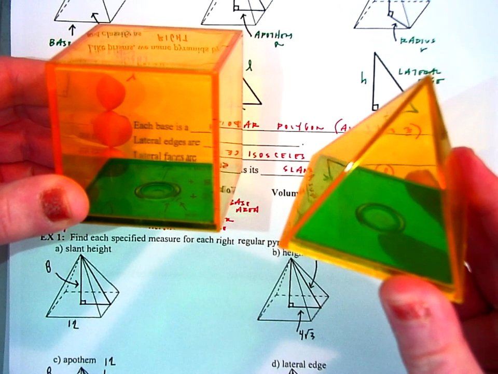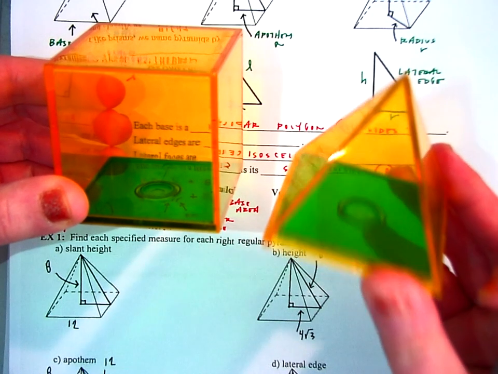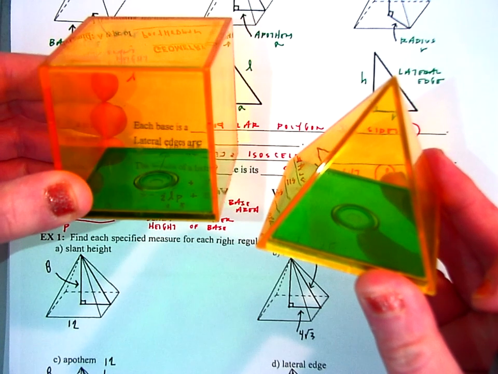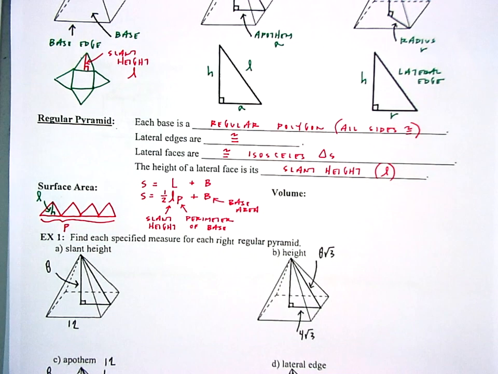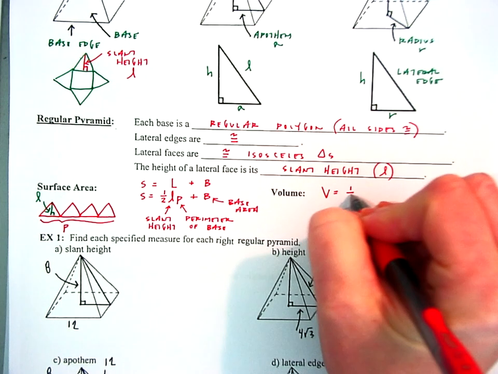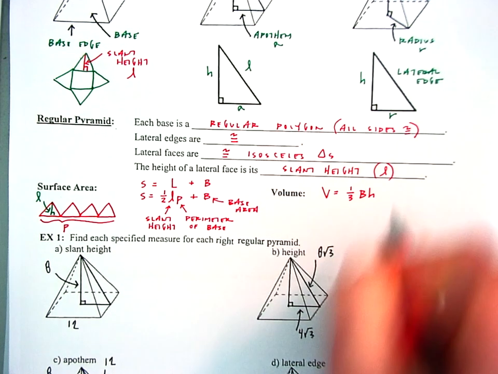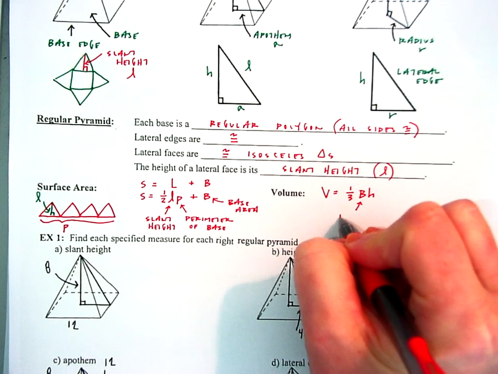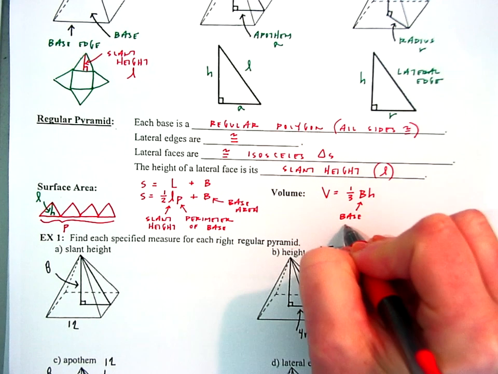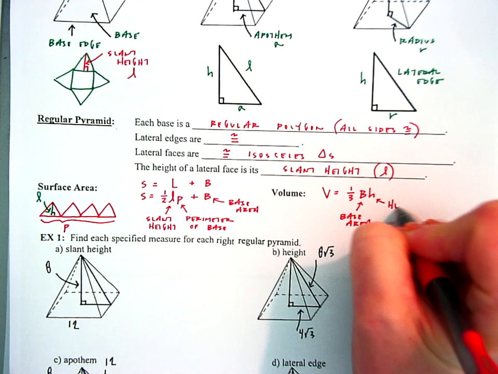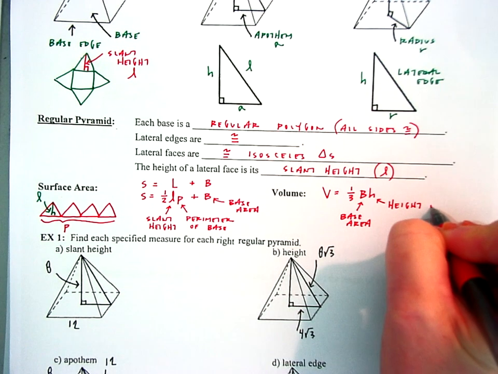So we know that a pyramid then is 1/3 what it would have been as a prism, same base, same height. If I have time, I'll make another video just to illustrate that. So volume is 1/3 the base area times the height of what it would have been had it been a prism with the same base area, same height. So again, that big B is for base area. And the H is the height of the pyramid.